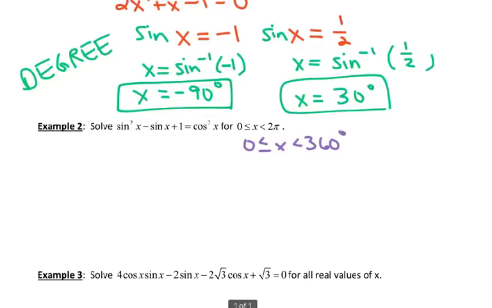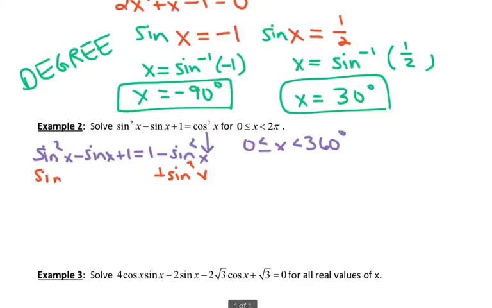So what am I going to do to get one type of trig function? Well, if you think back to section 7.1, we had determined that cosine squared x was the same as 1 minus sine squared x. So I'm going to start by converting that. So sine squared x minus sine x plus 1 is going to equal 1 minus sine squared x. This is a quadratic equation. How do I know it's quadratic? Quadratic means that one of the terms is squared, which it is. So in order to solve this problem, we're going to get the equation equal to 0. So I'm going to add sine squared x to both sides. That's going to give me 2 sine squared x.